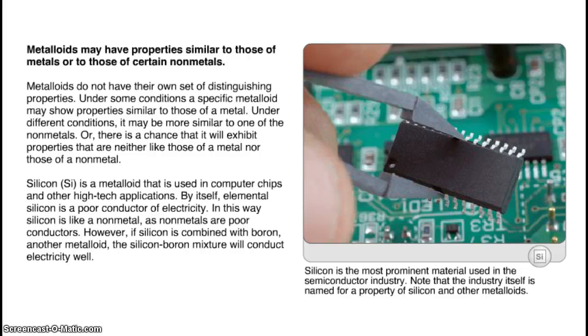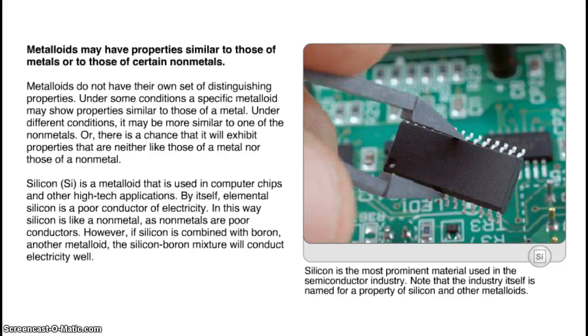Metalloids may have certain properties similar to those of metals or those of certain nonmetals. Metalloids do not have their own set of distinguishing properties. Under some conditions, a specific metalloid may show properties similar to those of a metal. Under different conditions, like maybe a much colder temperature, it may be more similar to one of the nonmetals. Or there is a chance that it will exhibit properties that are neither like those of metals or those of nonmetals.